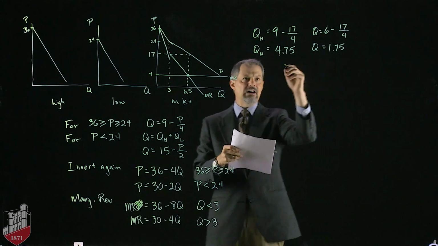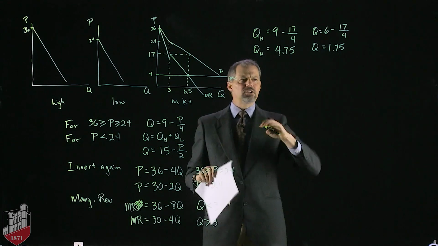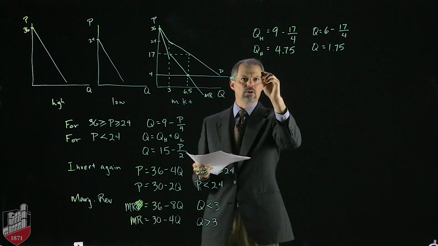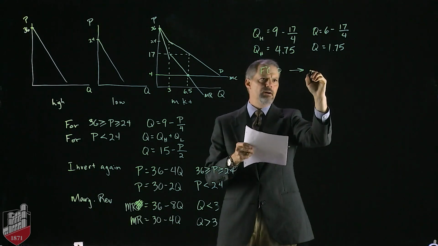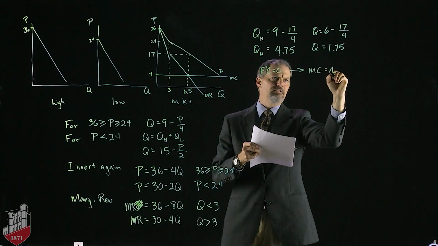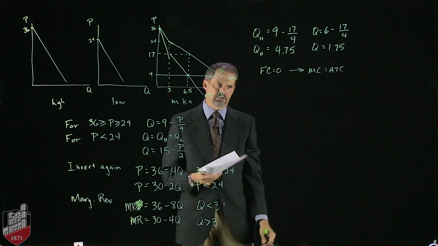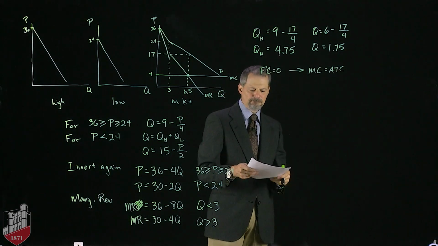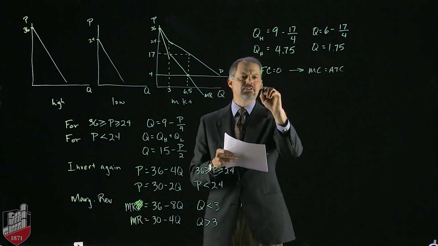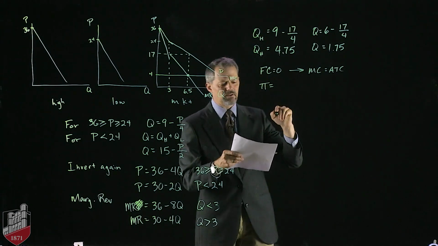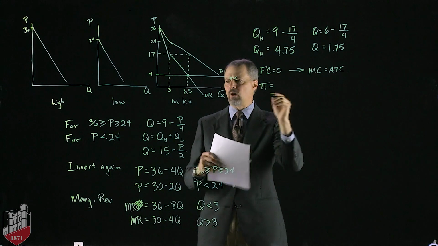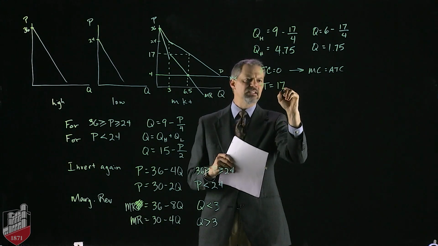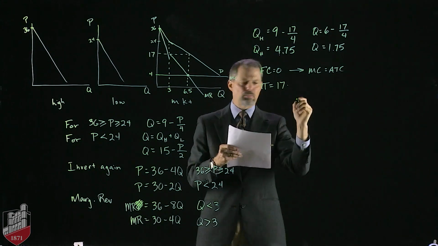Let's talk about profit. So remember, we're ignoring fixed costs here. So I'm going to say fixed costs are equal to 0. That means that marginal cost and average total cost are equal to each other. Okay? So we can easily calculate profit. Let's figure out revenue first. Revenue is price times quantity. Price is 17 times a quantity of 6.5.